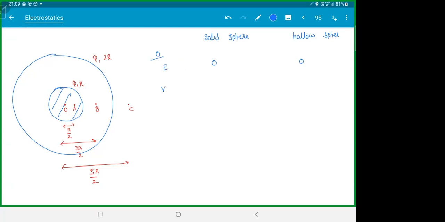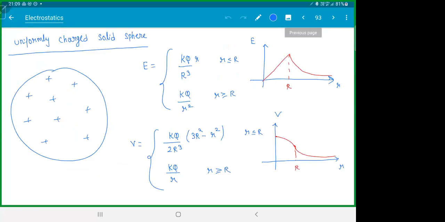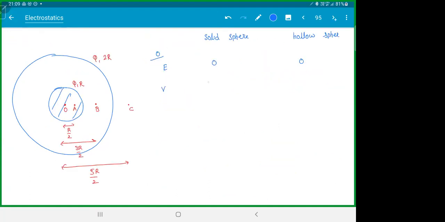Potential. For the solid sphere, what is the potential at the center? It is not 0. Be very careful. Many people goofed up there. If you put r equal to 0 here, what do you get? The potential at the center will be 3kq by 2r. It is not 0. Most people make that mistake. It's a scalar quantity. What about the hollow sphere? kq by the radius of the sphere, r. Check. This is okay.